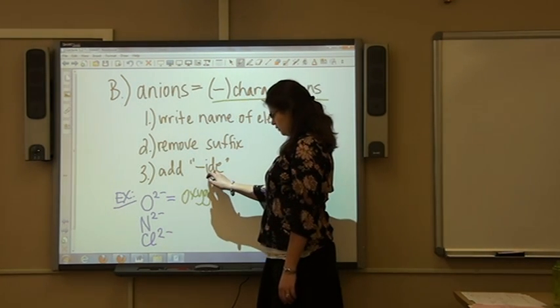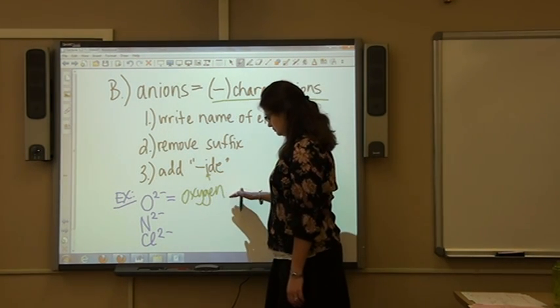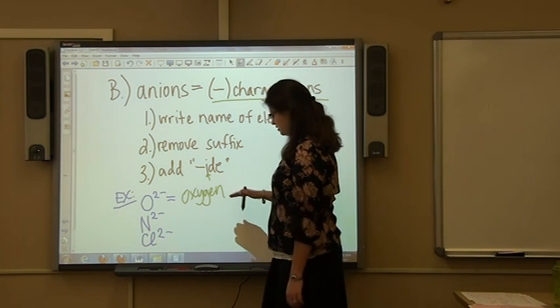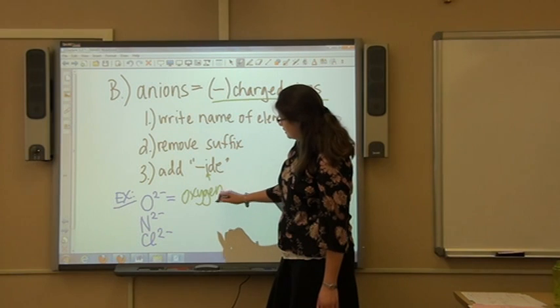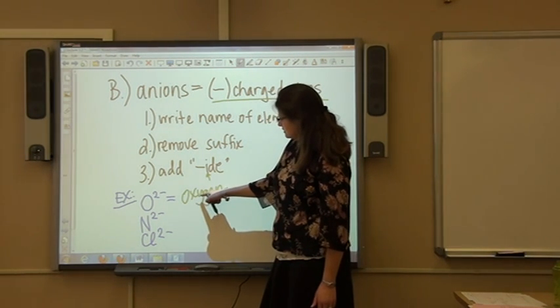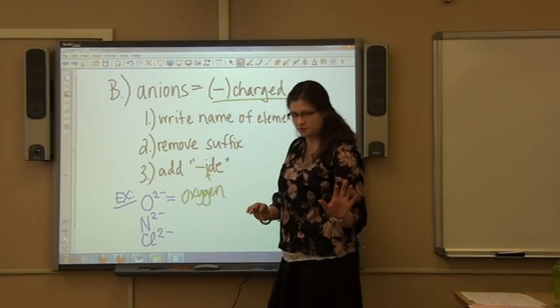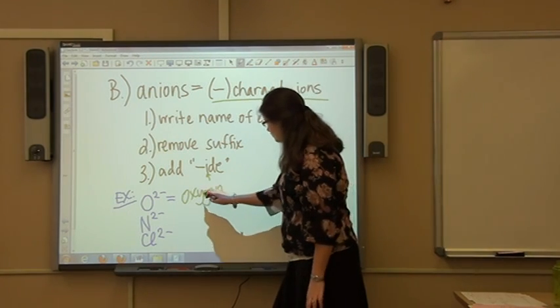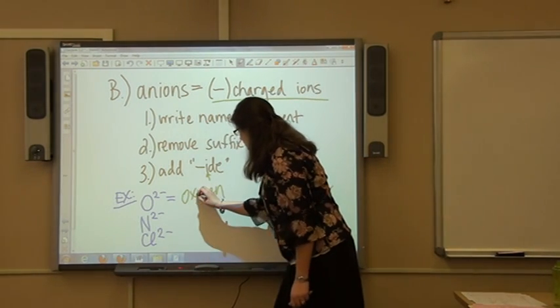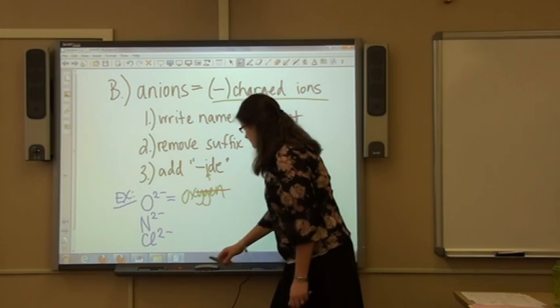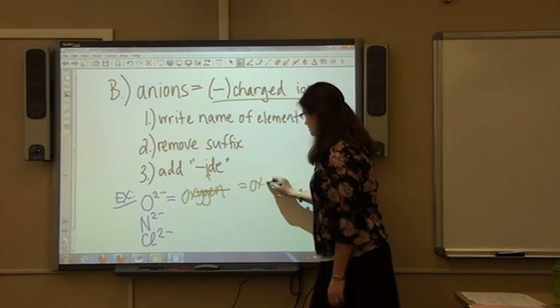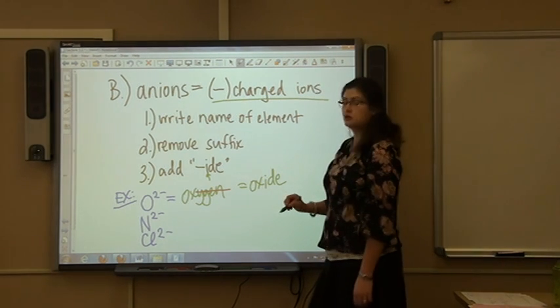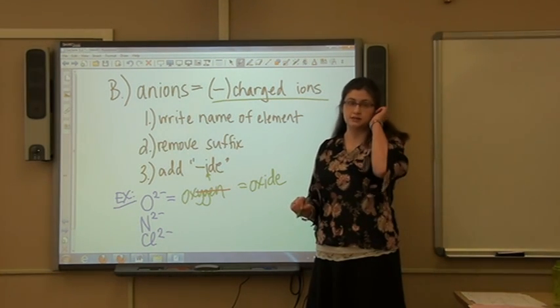Because you're starting with a vowel here, the best way to find out where your suffix starts is to find your first vowel. And in this case, Y here acts as a vowel. Don't worry too much about the English about that. So we're going to take off here YGEN and replace it with IDE. So the anion O2- is called oxide.